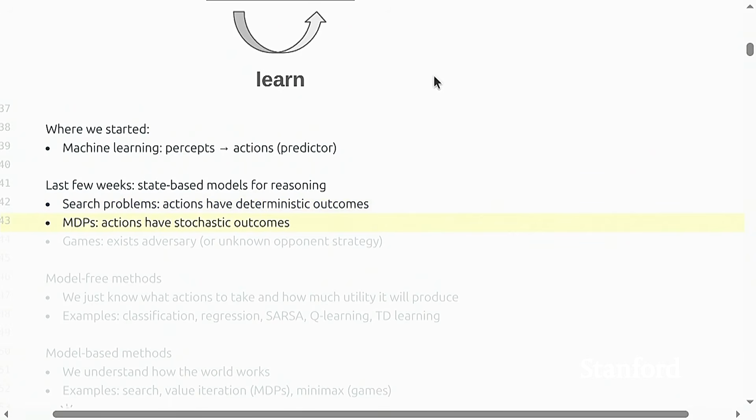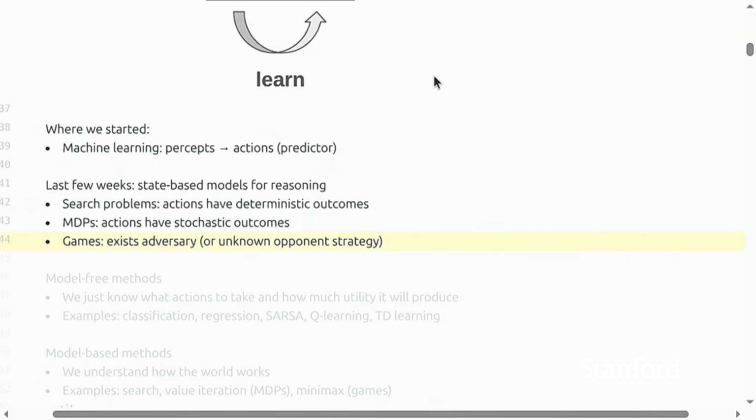Then we looked at Markov decision processes, where the actions have stochastic outcomes, but the distribution over those outcomes is known. Then you can do things like value iteration. And then we also looked at games, where we know how the world works, except there's an adversary who's trying to get us, or more generally, an unknown opponent strategy, and we want to be conservative. Then we had to do things like minimax.